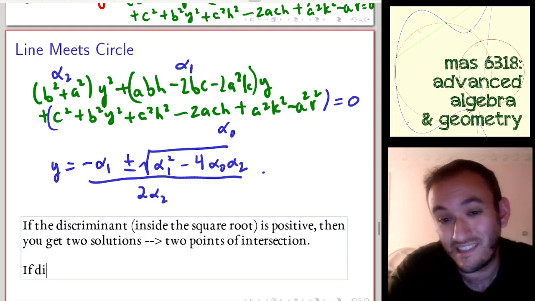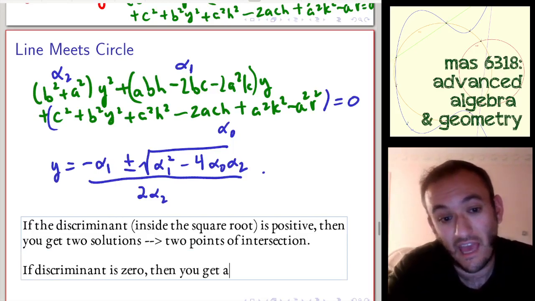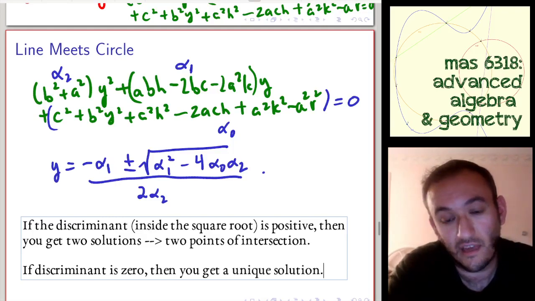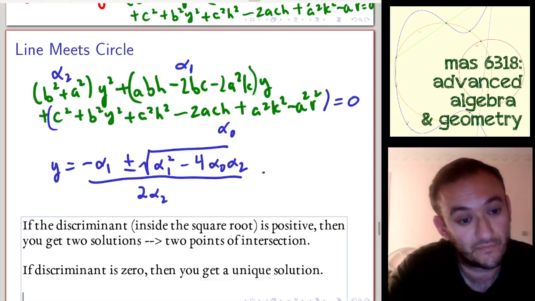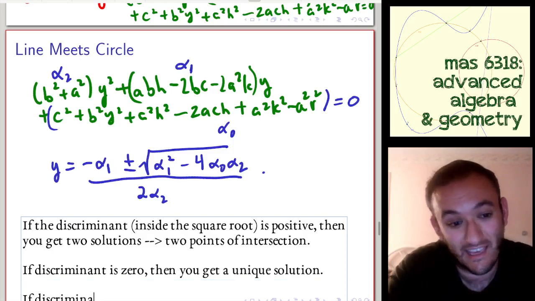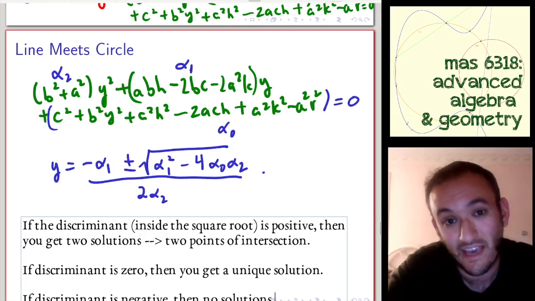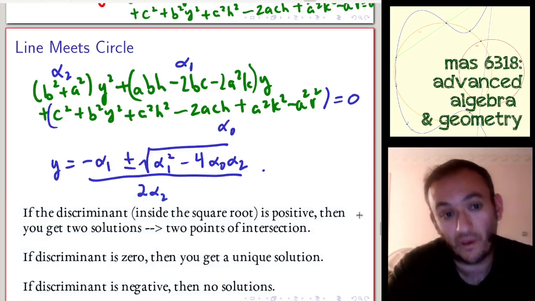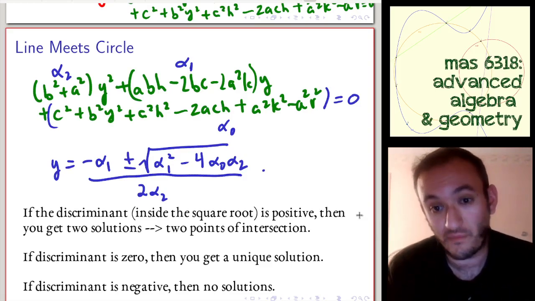Okay, if the discriminant is 0, then you get a unique solution, and that describes the case where you have exactly 1 point of intersection. If the discriminant is negative, then no solutions, and that describes the case where the line does not intersect the circle. Okay, so again, these are geometric facts which you can also deduce from the algebra.